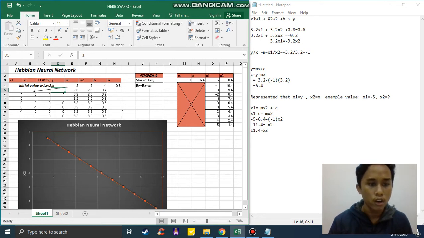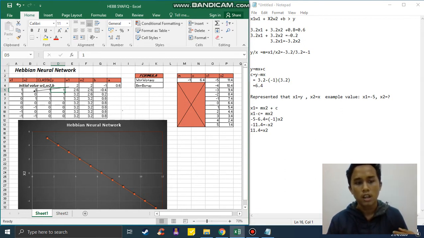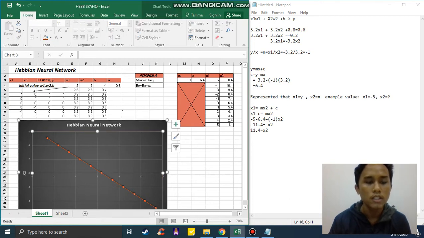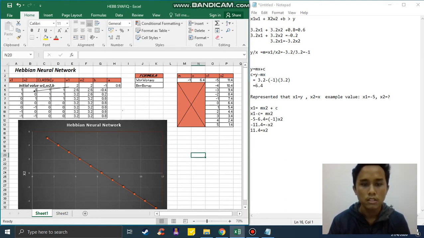For the other parts, we must repeat the same way to get the values. And lastly, for the last part, we get 3.2 for w1, 3.2 for w2 and 0.8 for b. Next, how to represent the Hebbian neural method in the graph. We must find the gradient, y-intercept, x1 and x2.